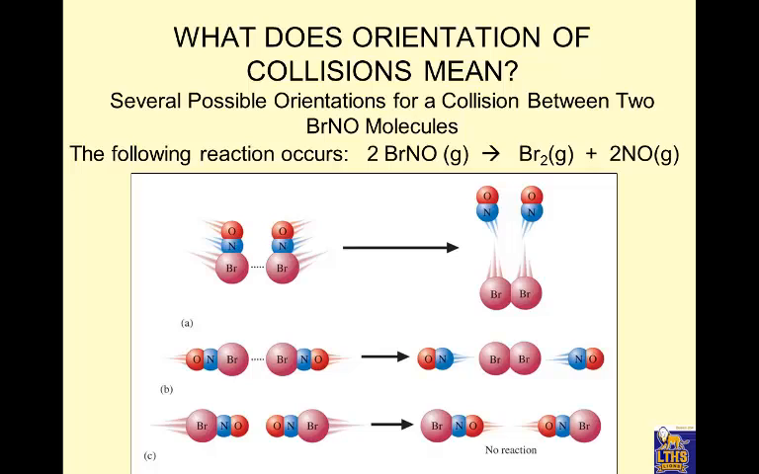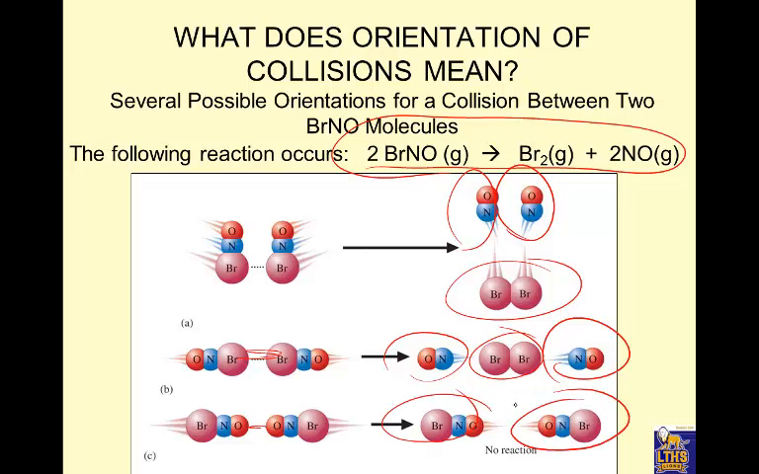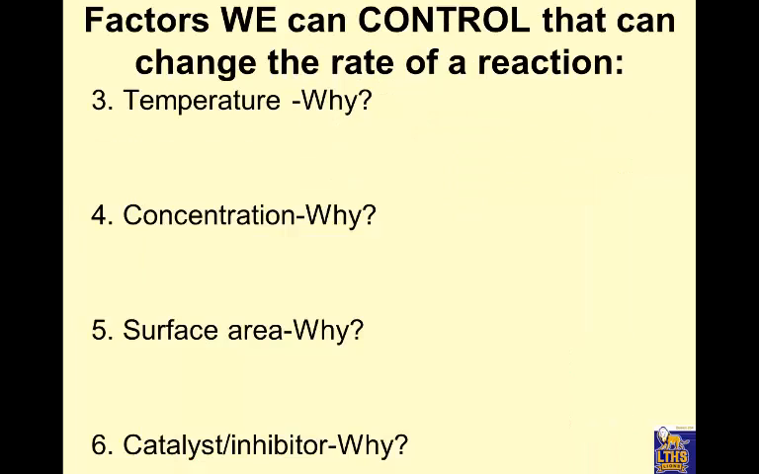So what does orientation mean about collisions? Well, this reaction happens. How can it happen? Two of these have to collide with the right energy at the correct orientation. If they collide this way, then the bromine breaks off and the NOs break off. So that's a correct orientation. If they collide this way, the bromine breaks off and the NOs break off. So that is the right orientation. If they collide this way, then this molecule and this molecule will be exactly the same when they're done. So that's not the correct orientation. Molecules have to collide with the right energy at the correct angles.